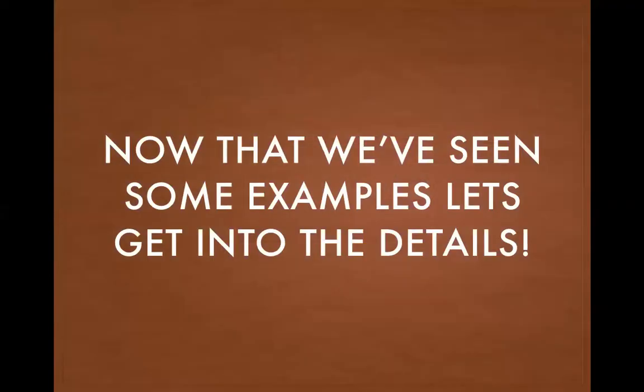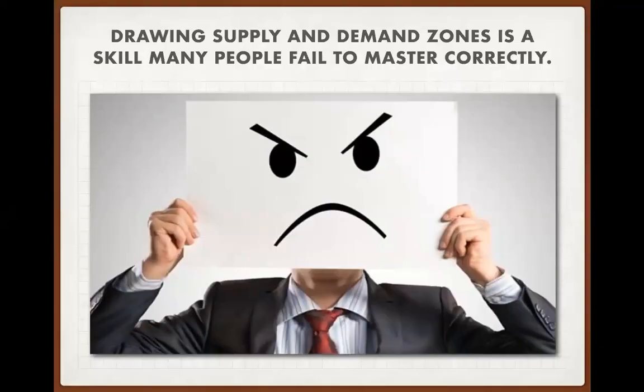Now, we've seen some examples. Let's get into the details, aka the meat and potatoes. Drawing supply and demand zones is a skill many people fail to master correctly. Sad, but true.